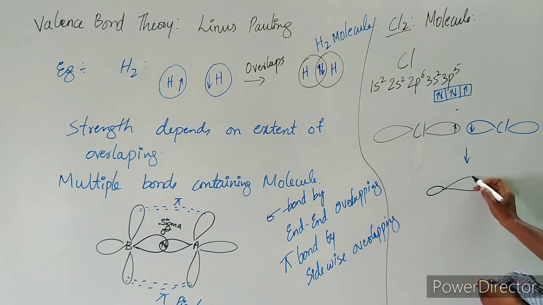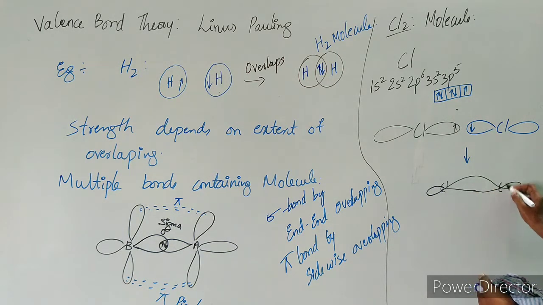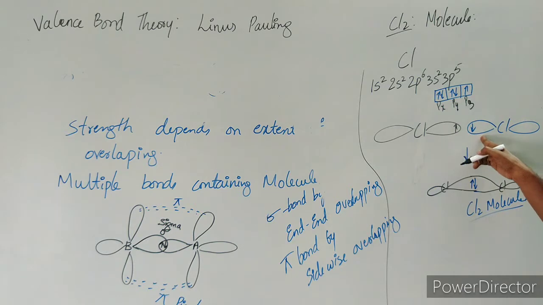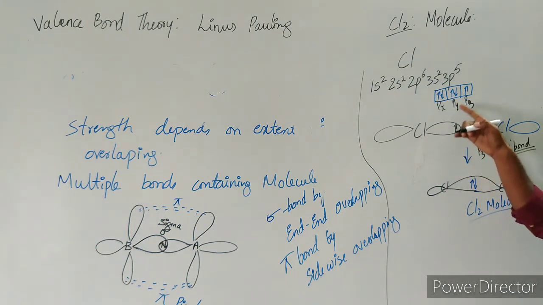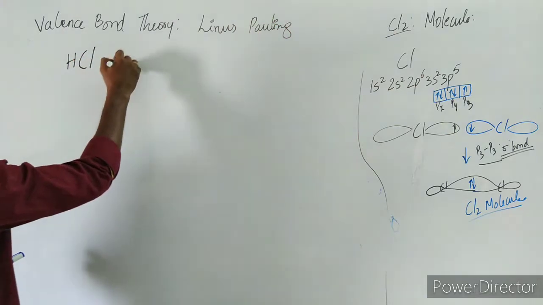Here this overlapping between the two chlorine atoms will be forming a bond. This pz overlap has led to a pz sigma bond. This is formed by the overlapping of pz atomic orbitals of the two chlorine atoms in the molecule.